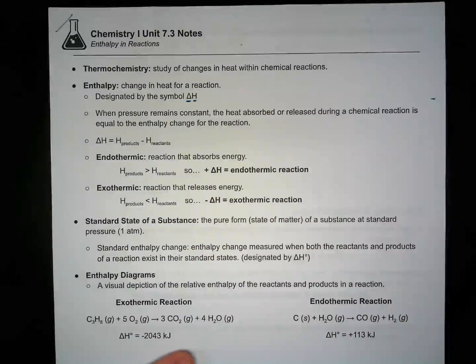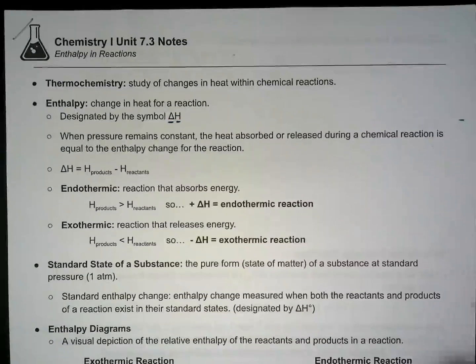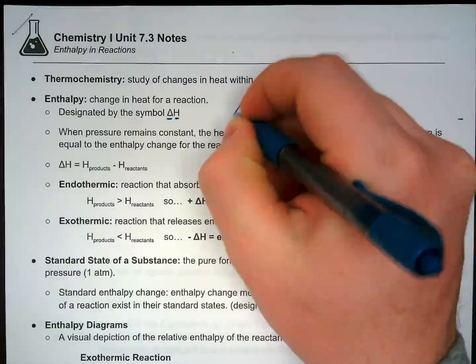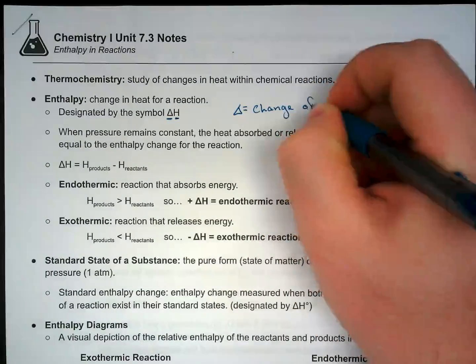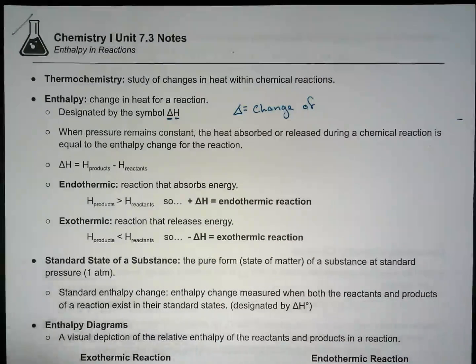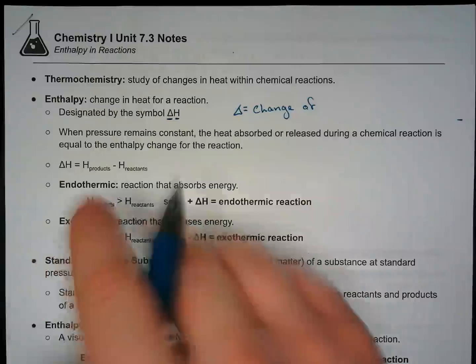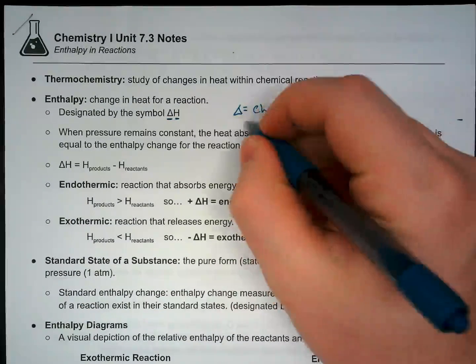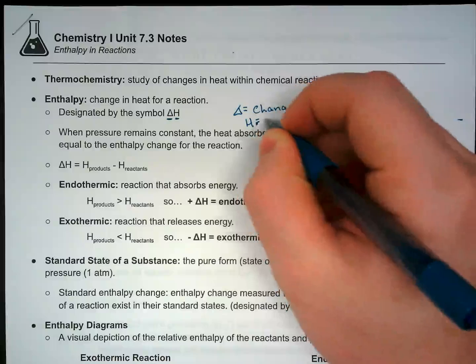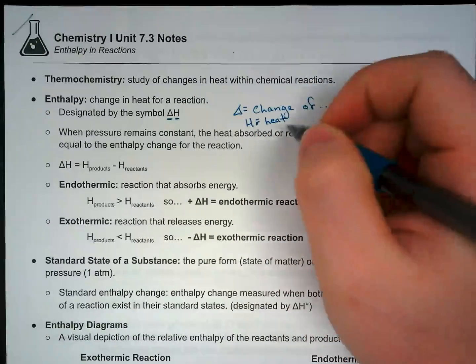Now what does that delta mean? Well, delta, that little triangle, just means the change of. Okay, now I want to say that you should have seen this before, but that's what delta means. The triangle just means a change. And it's going to be a change of what? The H is just going to be heat. Okay, it's a change of heat.